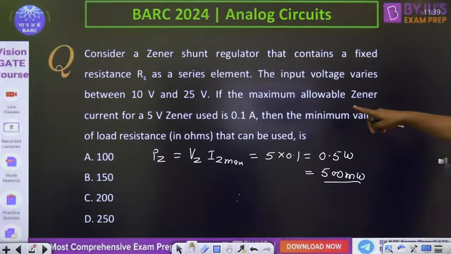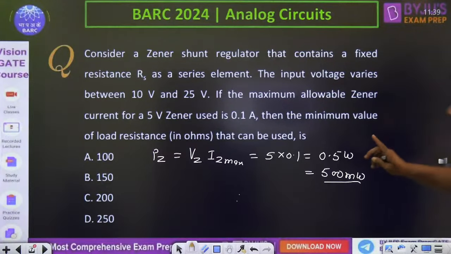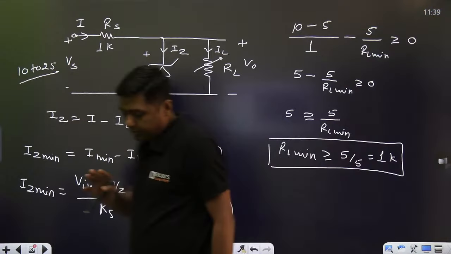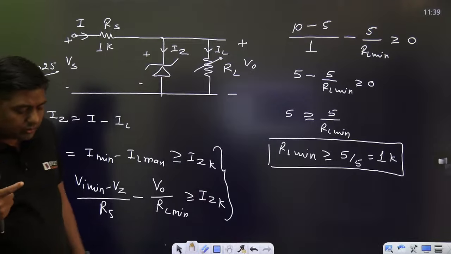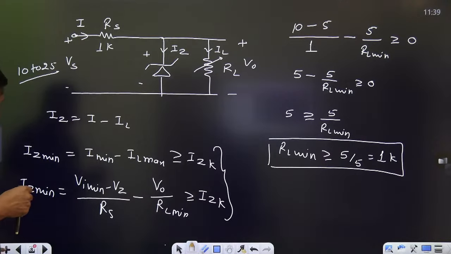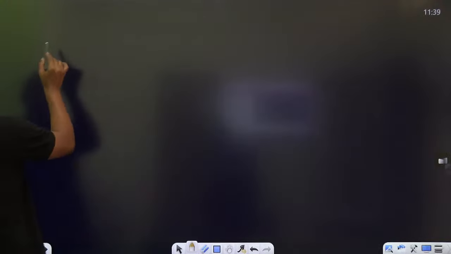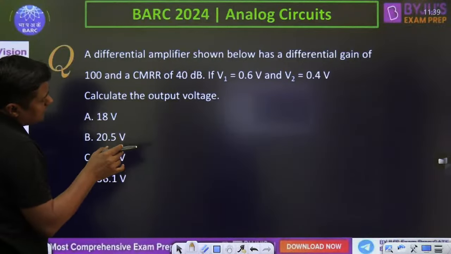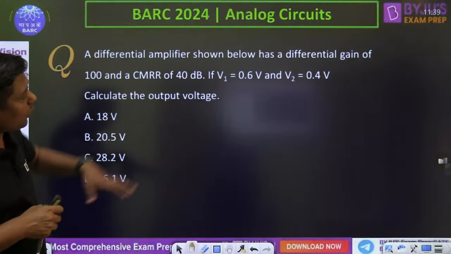The input voltage maximum allowable is given. Then the minimum value of the load resistance. Okay, one more. You can find the value of RS also. How? First of all, solve this. I will give you another formula for that.